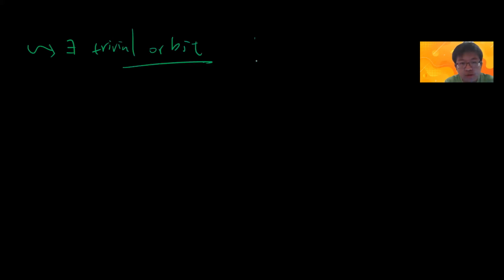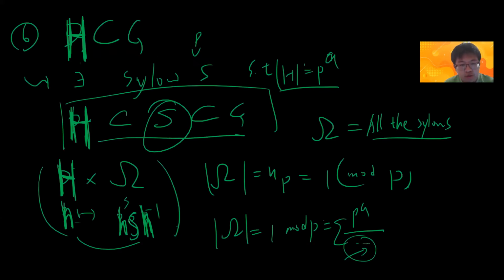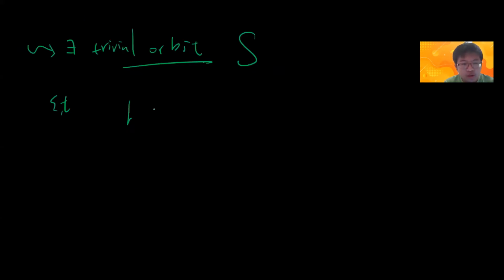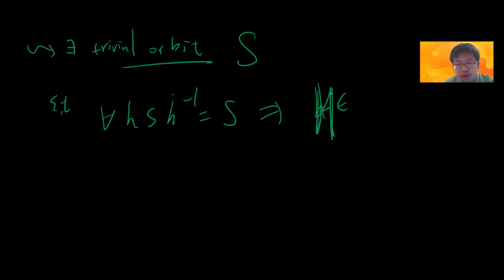Now let's call this trivial orbit S. So there is a trivial orbit S, such that it's trivial means that H will fix S. So it means that H S H inverse is S, which tells you that this holds for all H. So that means H is a subset of the normalizer of S. So from here, H is a subset of the normalizer of S, and we know that S is also a subset of the normalizer of S.